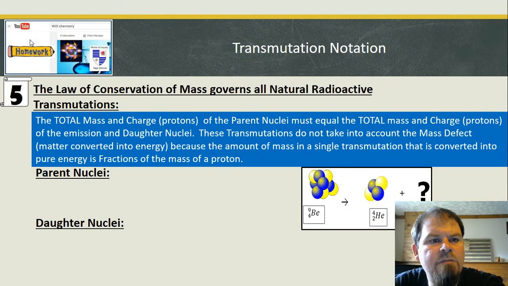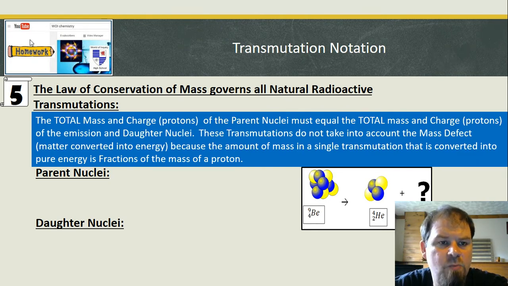So, the law of conservation of mass, just like we did with balancing equations, will be in play. The total mass and charge, the protons, of the parent nuclei must equal the total mass and charge of the products. Transmutations do not take into account the mass defects.